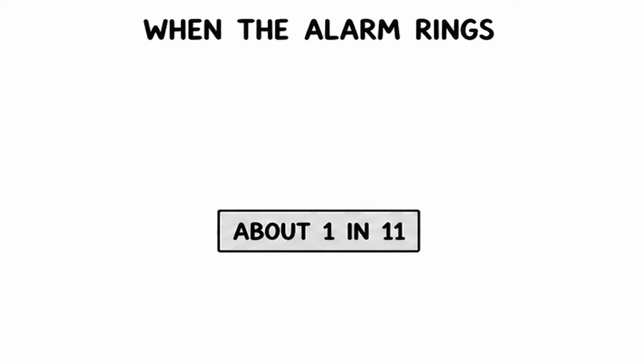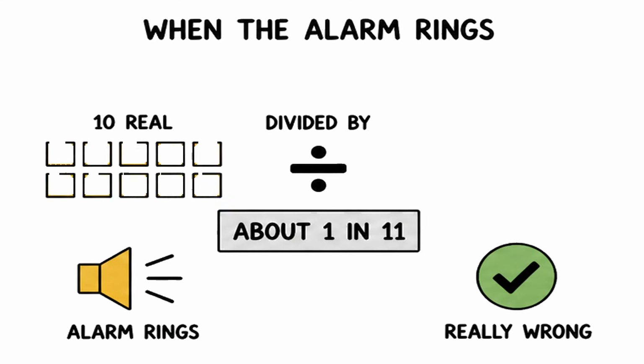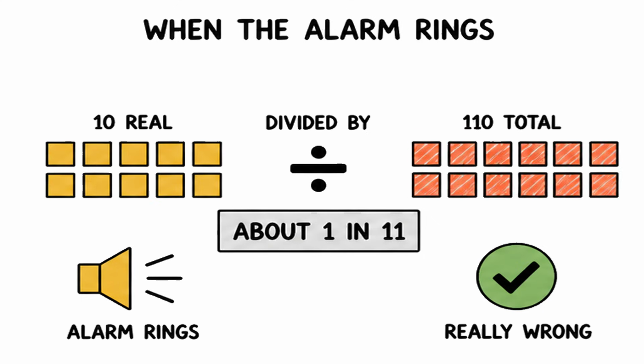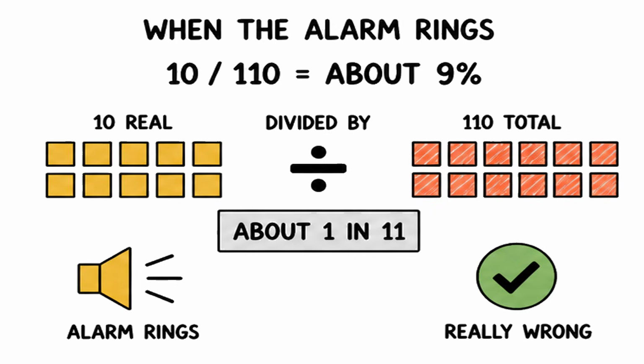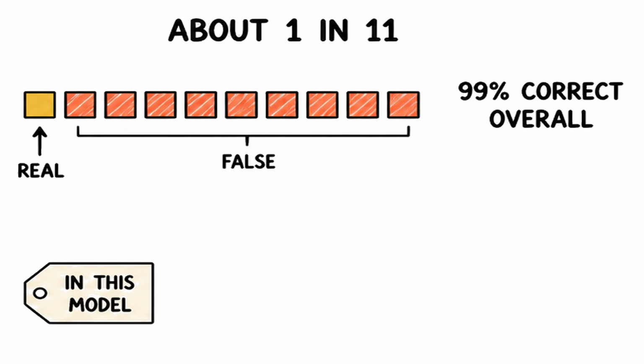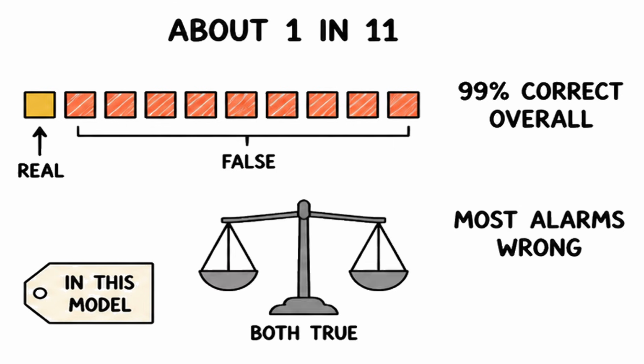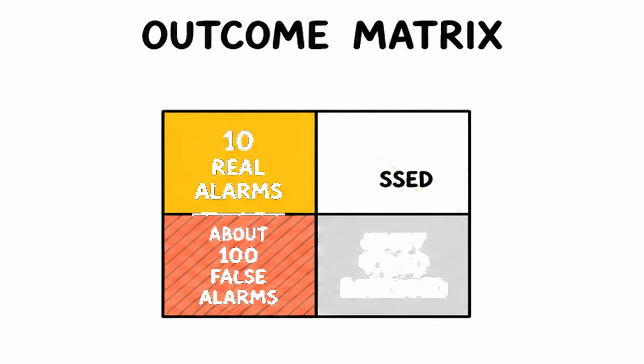Now the key question. When the alarm activates, how often is it right? Divide the real alarms by the total alarms. Approximately 10 divided by 110 is about 9%. So, in this hypothetical model, only about 1 alarm in 11 corresponds to a real fault. The system was correct on more than 99% of all cycles, yet most of its alarms still point to normal events.